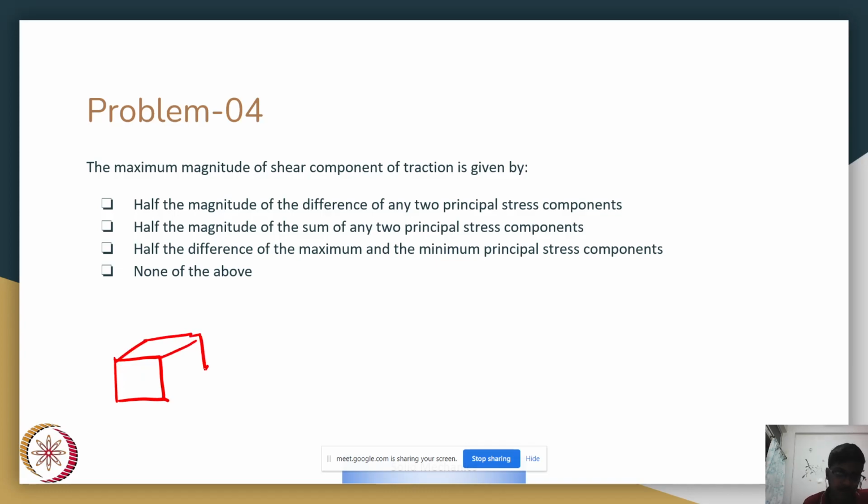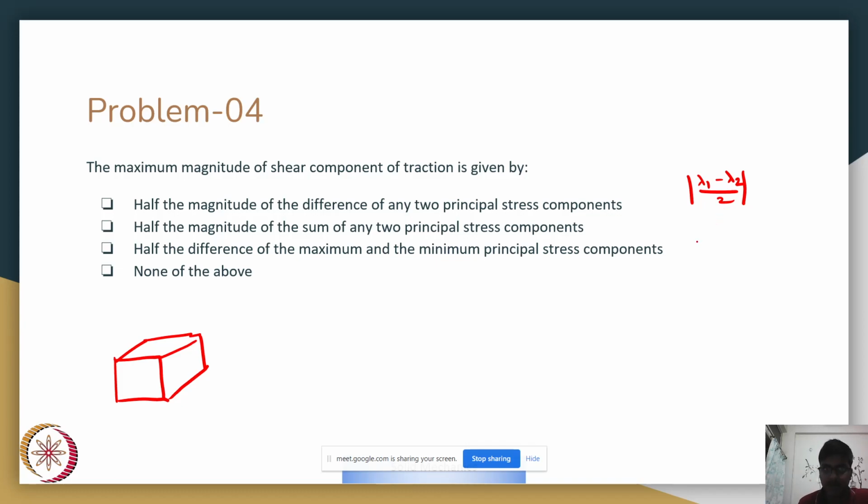Okay, so the answer is, you are right when you are saying that the maximum magnitude of the shear component should be something like lambda 1 minus lambda 2 by 2. This is what you are saying, right? Yes, sir. So lambda 1, lambda 2 can be anything, I think. It's not necessarily the maximum.